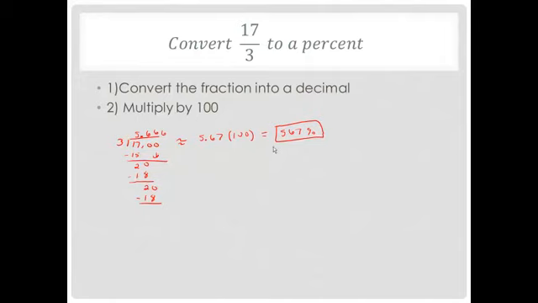So you need to convert your fraction to a decimal first, and then take that decimal answer and multiply it by 100. Now you're going to see a whole lot of multiplying by 100 and dividing by 100. Percent means per 100, so that's why we'll use that 100 so much with these problems.